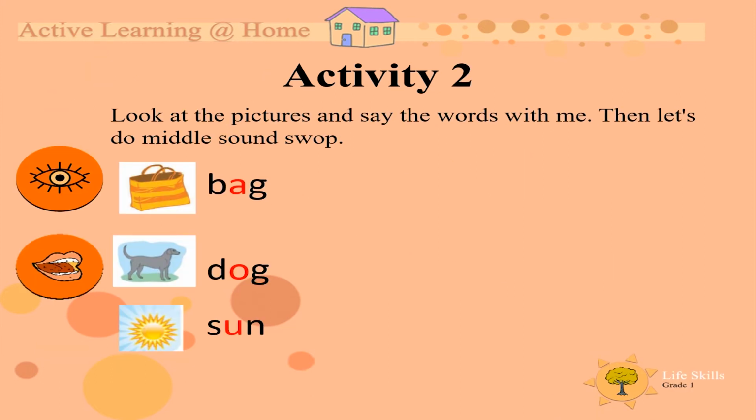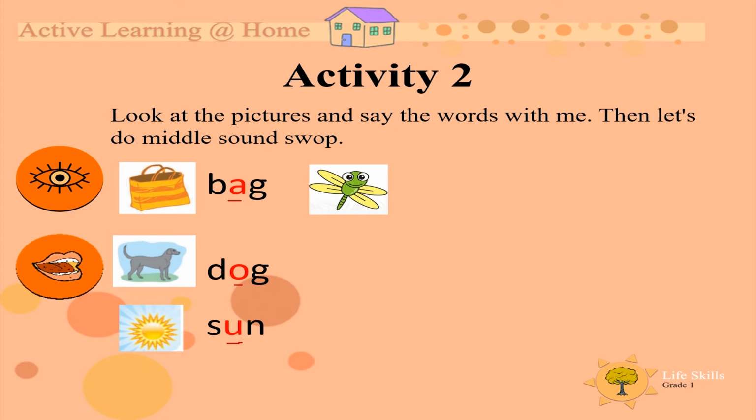Look at the pictures. Pictures are familiar. We've used them before. Look at the pictures and say the words with me. Then let's do a middle sound swap. The first picture is bag, and your vowel here is an A. This picture is a dog, and your vowel here is an O. This picture is sun, and your vowel here is a U. So we want to do a middle sound swap. We need to change this vowel to make a different word. Let's see what we're going to do.